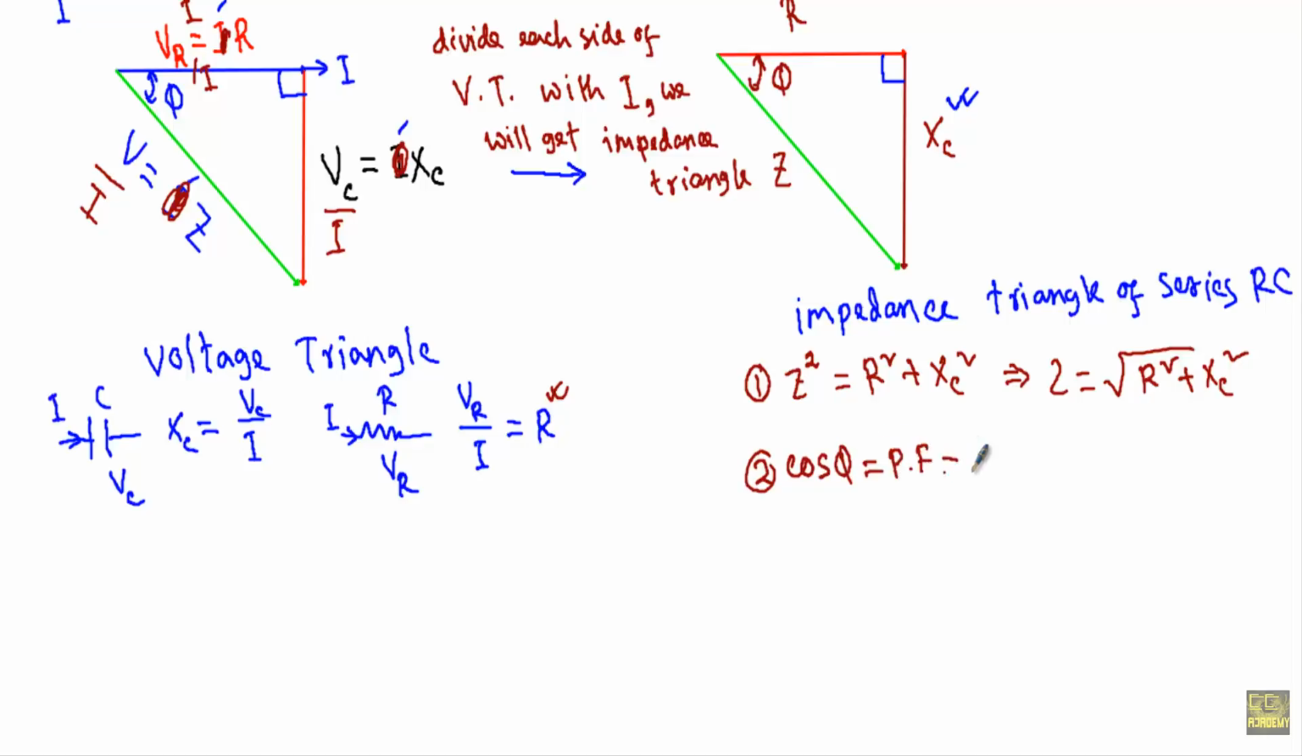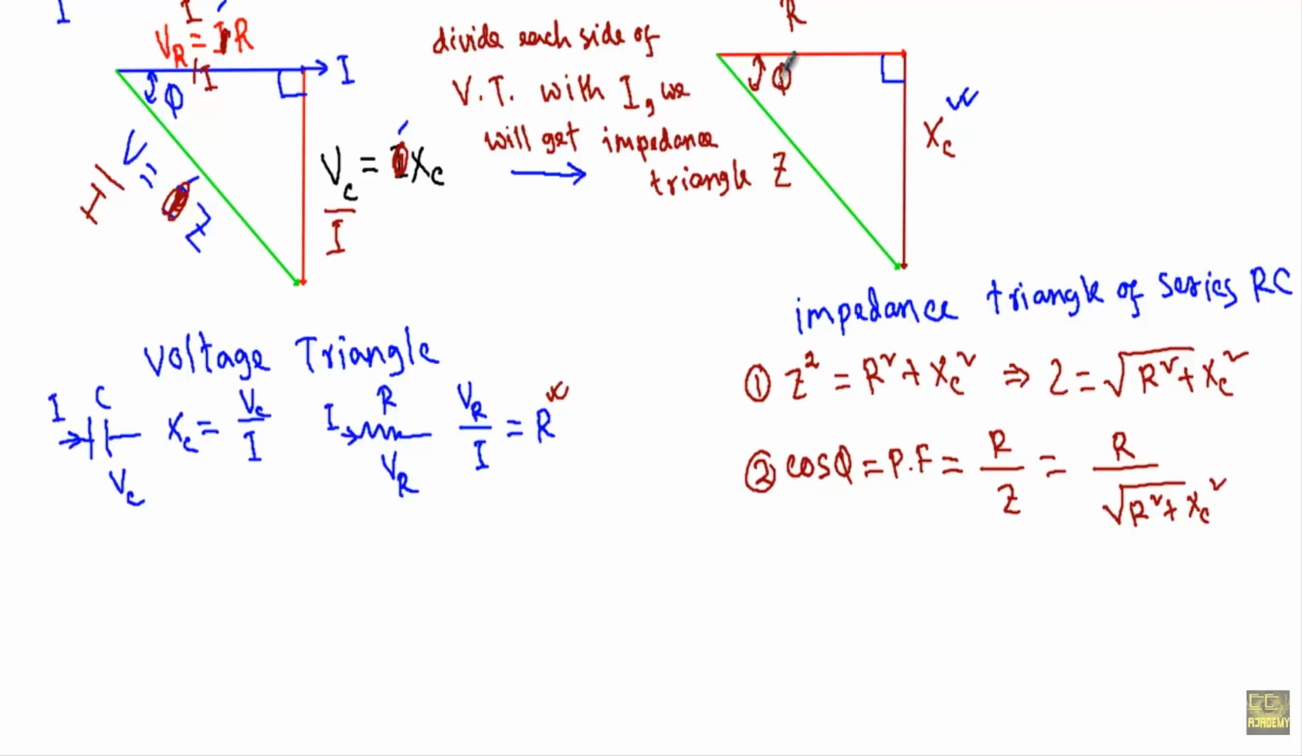Second one is the power factor, cos phi, which is the ratio of resistance and impedance of the circuit. Now see, we can deduce the impedance, therefore I can easily calculate the power factor, R by root over R square plus XC square.